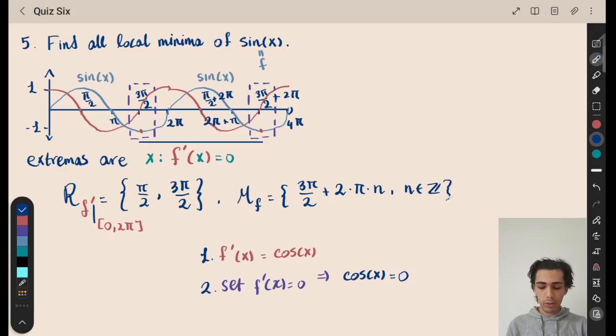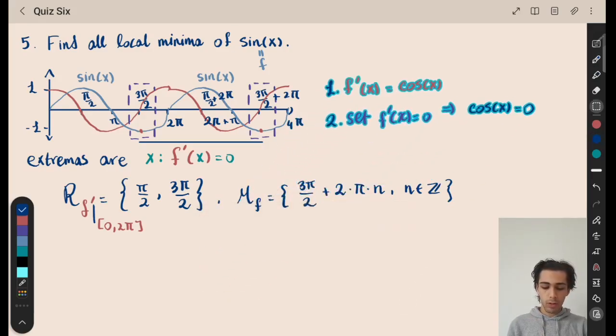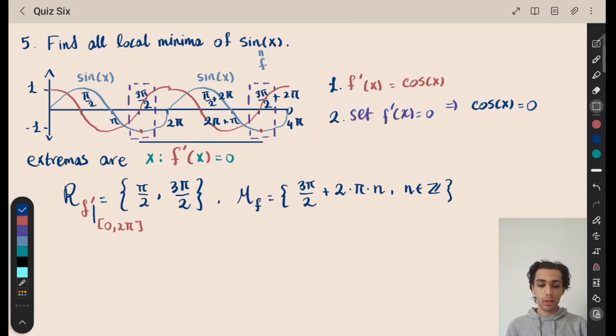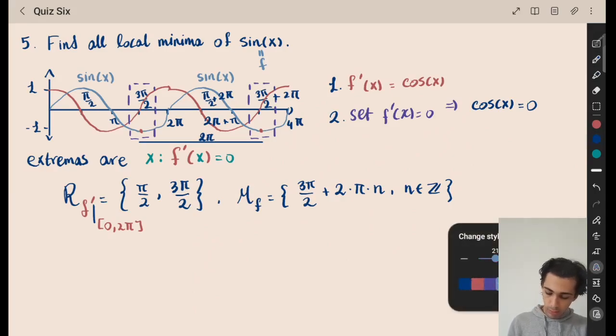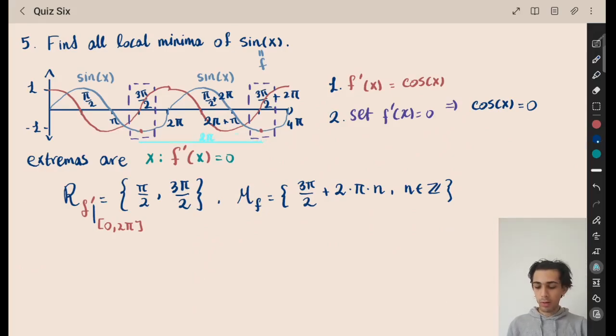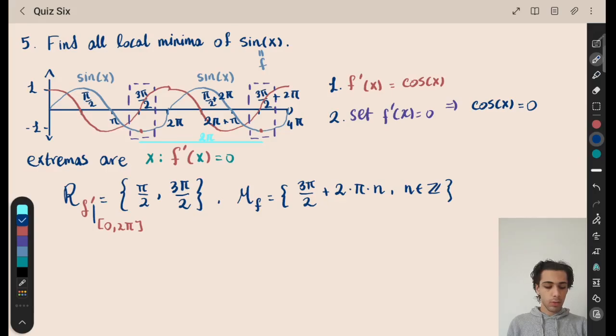So any integer value you multiply by 2 pi and you add it to 3 pi over 2 should give you the answer. And that is simply true because we can repeat the function. It's periodic. The sine function is periodic. The cosine function is also periodic. And so from this periodicity, we get this nice result about the roots of the cosine function.